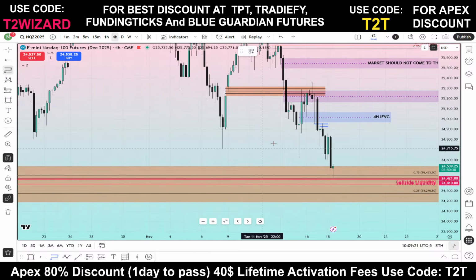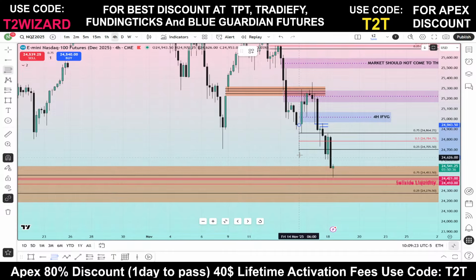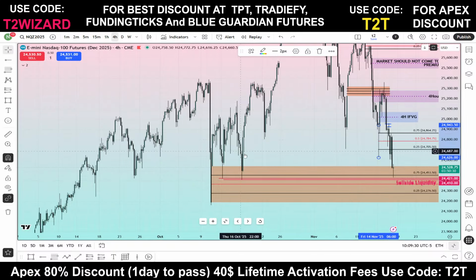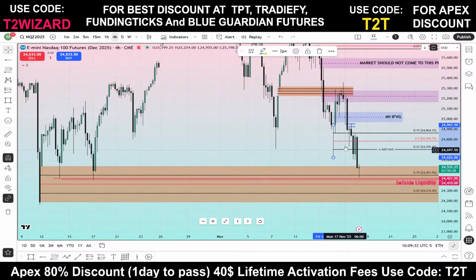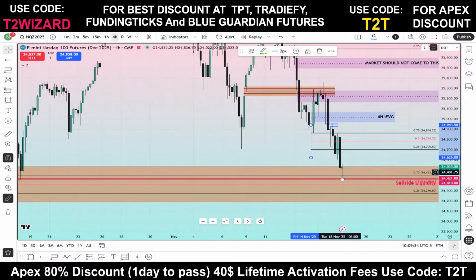Yesterday I also showed you that week, sorry, the 50% of that week, which is aligned with the 15-minute last fair value gap and the entry fair value gap. If you remember, that was my target for yesterday, not this sell side liquidity. That last fair value gap, which is aligned with the 4-hour week consequent encroachment as well as the daily week consequent encroachment. Both of these areas were my target for yesterday.